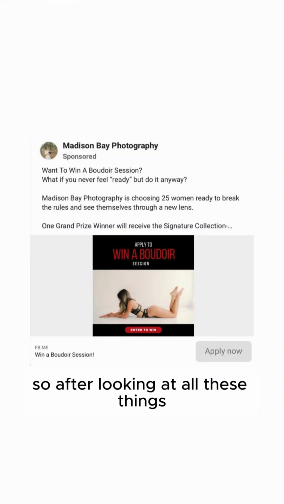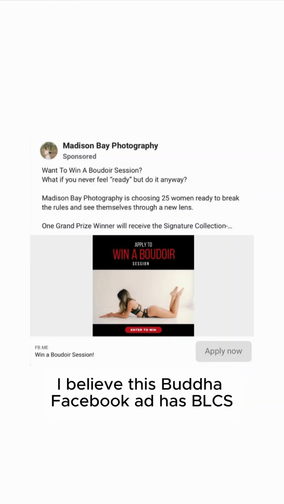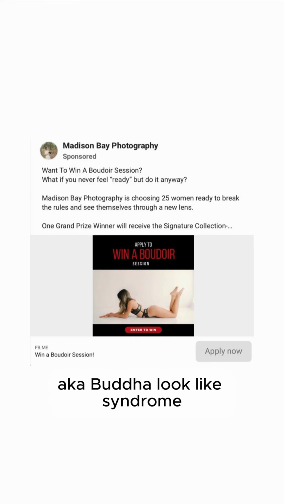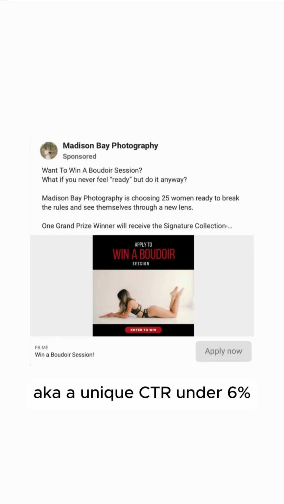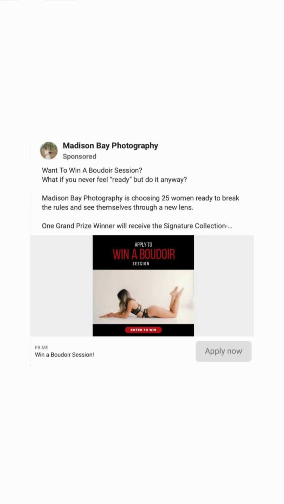So after looking at all these things, my diagnosis, if I believe this Boudoir Facebook ad has BLCS, aka Boudoir low click syndrome, aka a unique CTR under 6%. Yes, I do. So I believe the unique CTR of this one is under 6%. And it can be solved though.